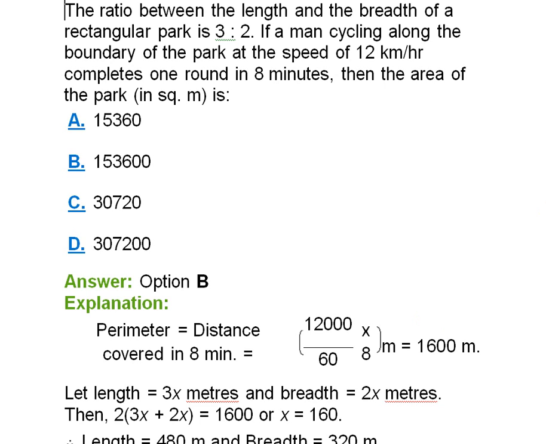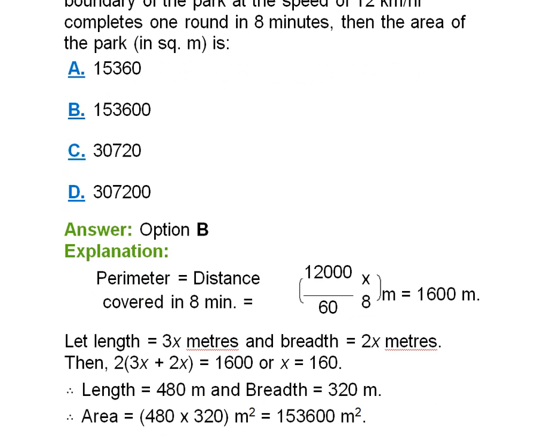Now length, we'll consider as 3x and breadth as 2x because these are given in ratios. So we can calculate the perimeter as 2 into length plus breadth, and we'll put it equal to 1600. So you can calculate x easily from here. So x will be equal to 160. Now you can put the value of x in length and breadth, and you will get length and breadth. Now for calculating area, you know the formula is length into breadth. So you'll simply multiply length into breadth, which is equal to 153600 meters square.